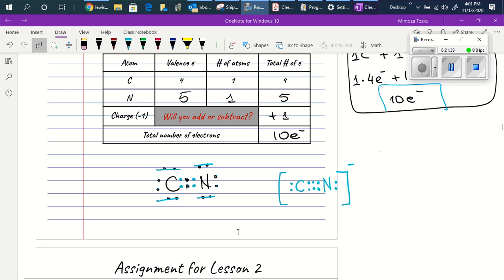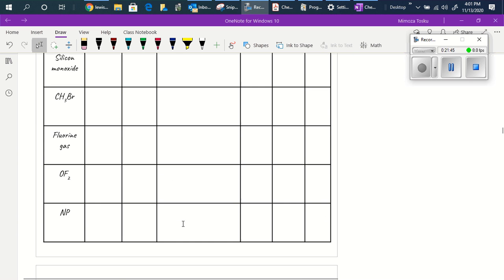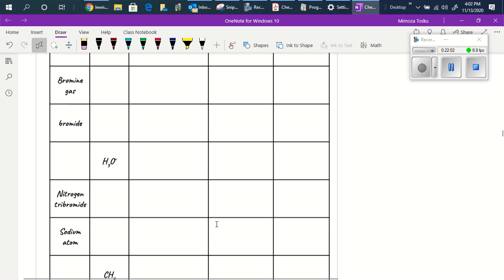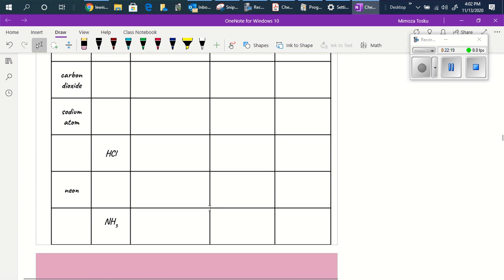This concludes the second part of lesson 2. You should complete the assignment here, and there is a typo here. We have to do it like this. Okay, this is part of lesson 3 as well. So you don't know about the Lewis structure yet. The same thing is on this table here. So it will again be part of lesson 3, even this column here. So complete those, and that's it.